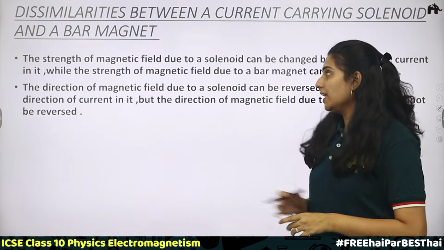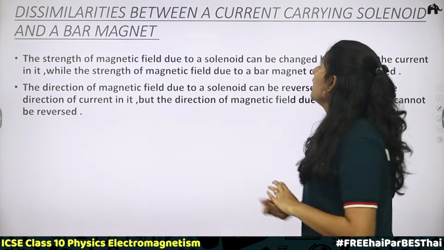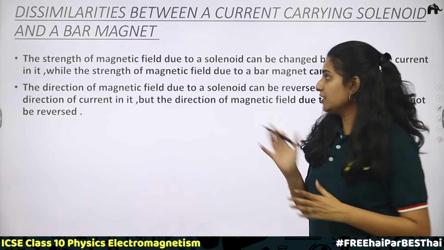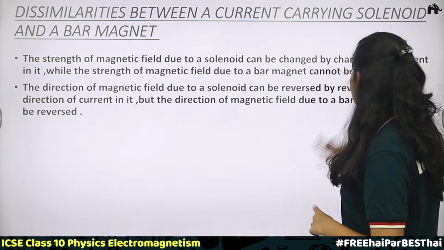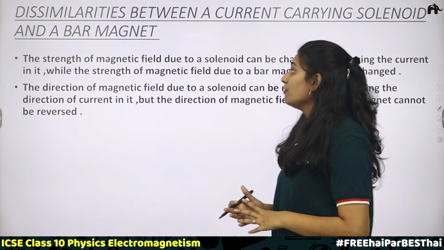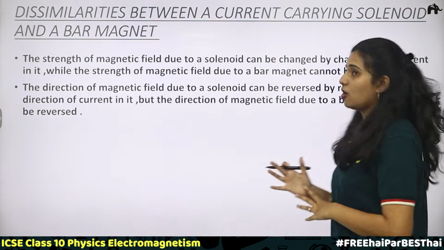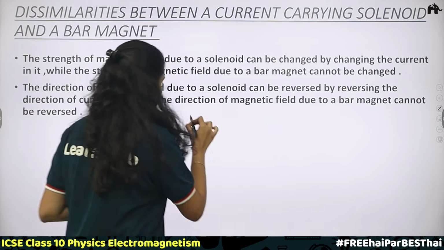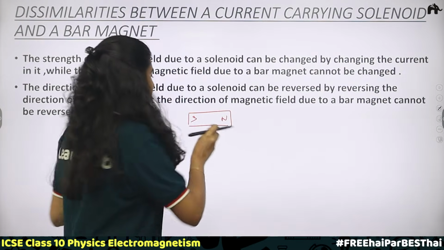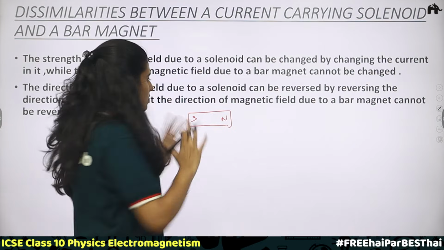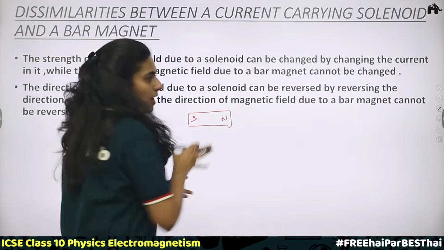We discussed the similarities. Now the dissimilarities between a current carrying solenoid and a bar magnet. First point, the strength of magnetic field due to a solenoid can be changed by changing the current in it, while the strength of magnetic field due to a bar magnet cannot be changed. When you take a bar magnet, we know that this bar magnet has north and south poles and there is no battery connected to it. There is no current flowing through it. It has its own magnetic field.